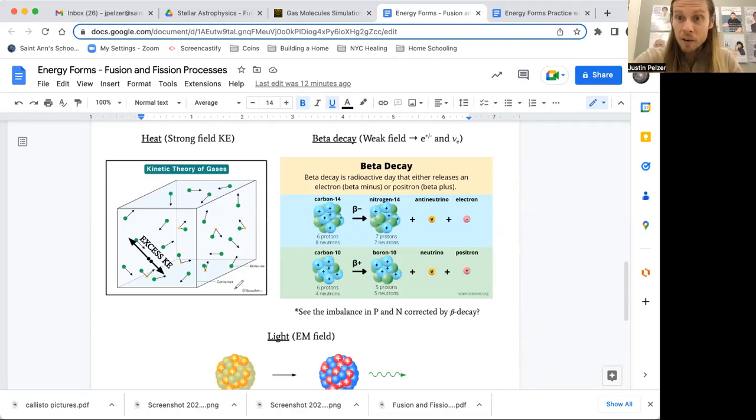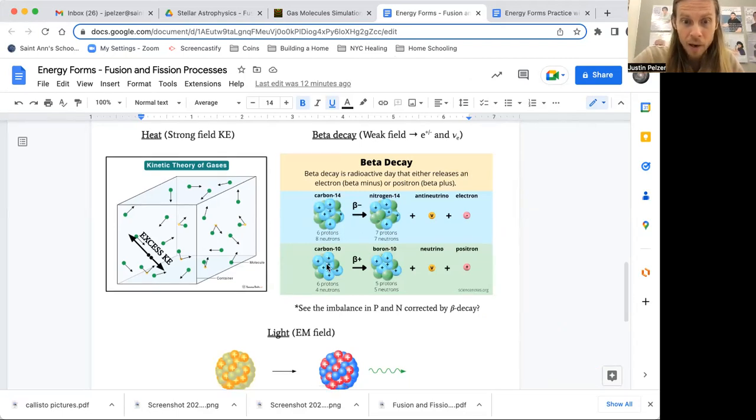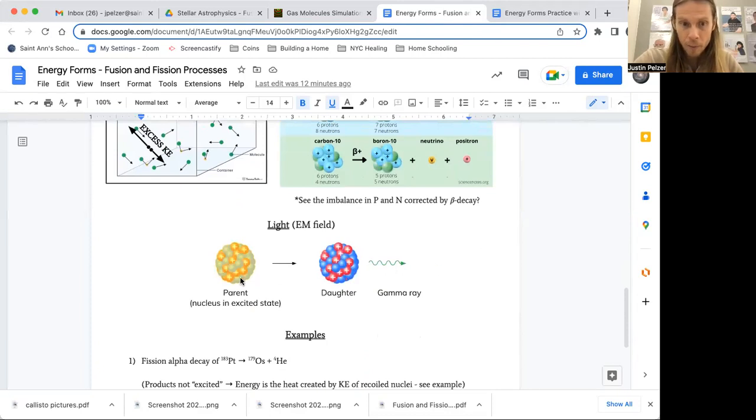So if neither of those can happen, then it goes literally into a gamma ray. We call it the parent excited state. Fusion happened here first, or fission. We'll say fusion happened here first. You have two things collide, boom, clap.